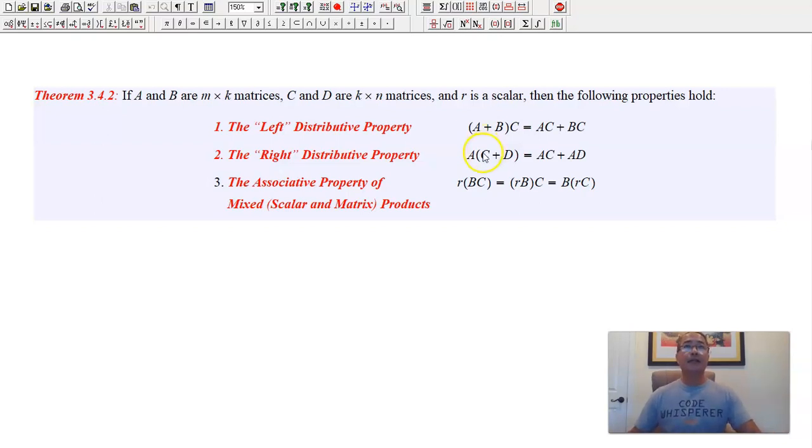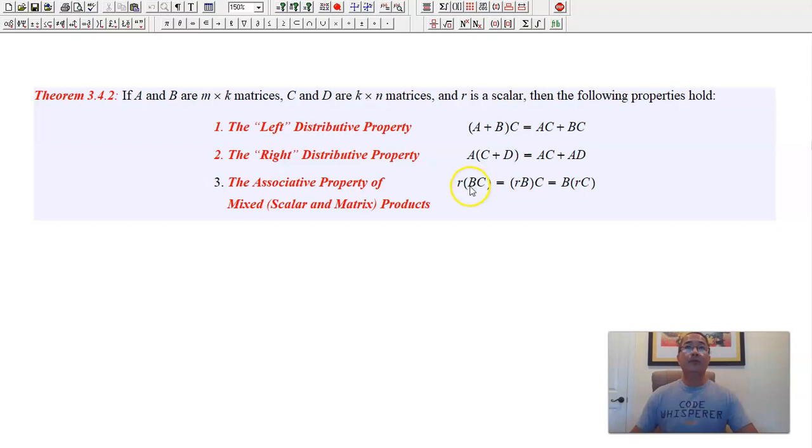Now, you can also reverse this and this time add two matrices C and D, which are both k by n, and then multiply that sum on the left by A. And this time we will get A times C plus A times D.